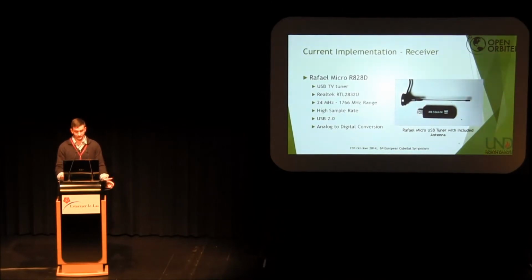So moving on to the receiver, we are actually using a Raphael Micro TV tuner, which is only 20 USD, so that follows the CubeSat goal of low cost. It's based off the Realtek RTL2832U chip, which is able to receive a wide range of signals ranging from 24 megahertz to 1766 megahertz. So this wide frequency range is ideal for an SDR. It also has a very high sampling rate. We have tested it at 2 megasamples per second, but it has a theoretical maximum of 3.2 megasamples per second, but that has significant sample drop. And this was used for analog to digital conversion. Further explanation in the block diagram.